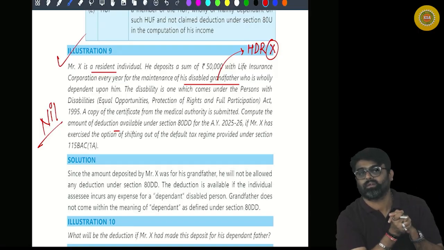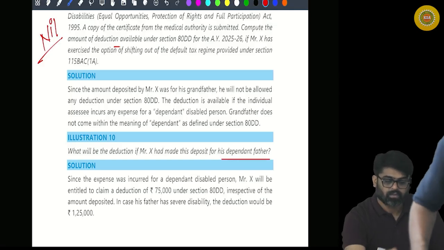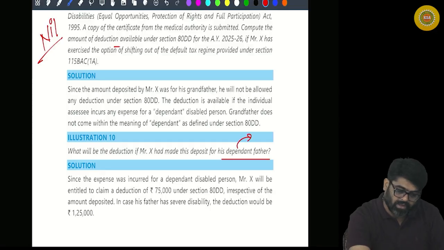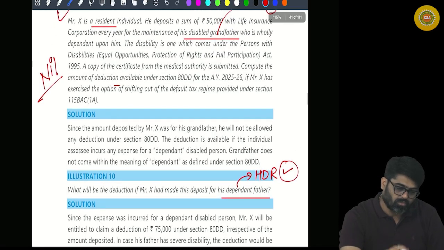Now, what will be your deduction if Mr. X has made this deposit for his dependent father? Can I say dependent disabled father will be HDR? Will be. Now tell me, will he get any deduction? Yes or no? Now how much disability his father is having?